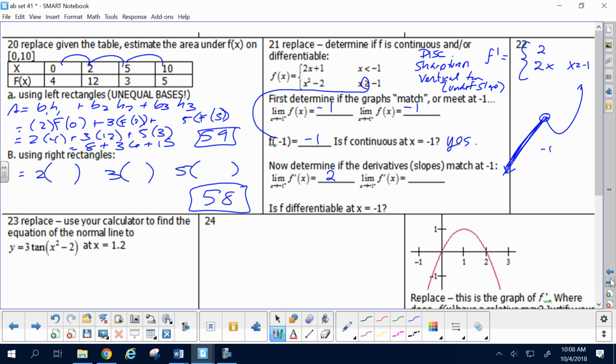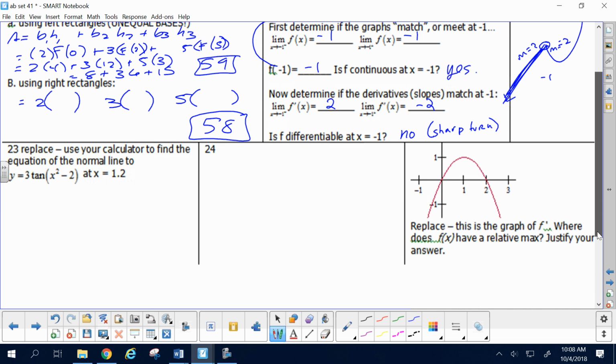2 or -2? -2, all right? Now, that would mean that the slope is going from straight to 2 to straight to -2, just like that. That's a no-go. Okay, it's got to be smooth. And so is it differentiable at -1? No, there is a sharp turn. Okay? The slopes don't match.